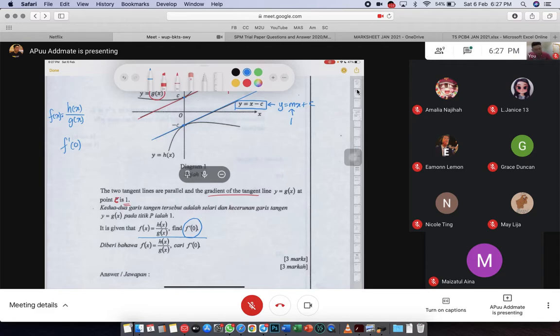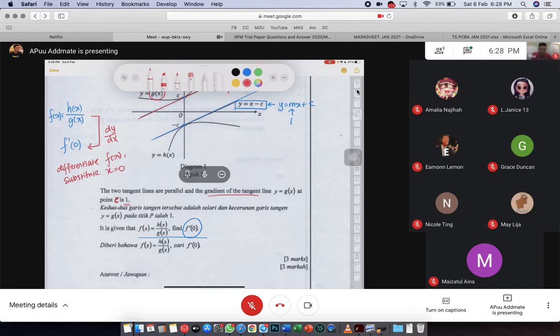So if you want to find f prime, what does it mean here? It means you have to differentiate. You have to differentiate that fx. You have to differentiate fx, then substitute your value of x equals to 0. That's what it means. You have to differentiate your fx, and then substitute your value of x equals to 0. So that is what it actually means.